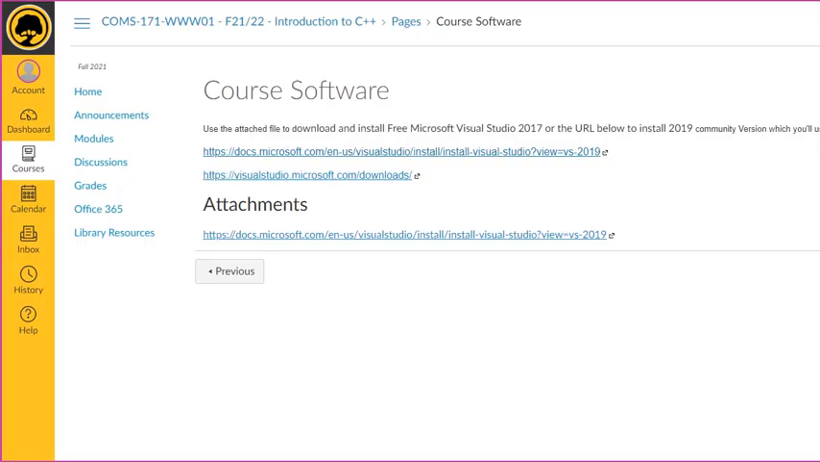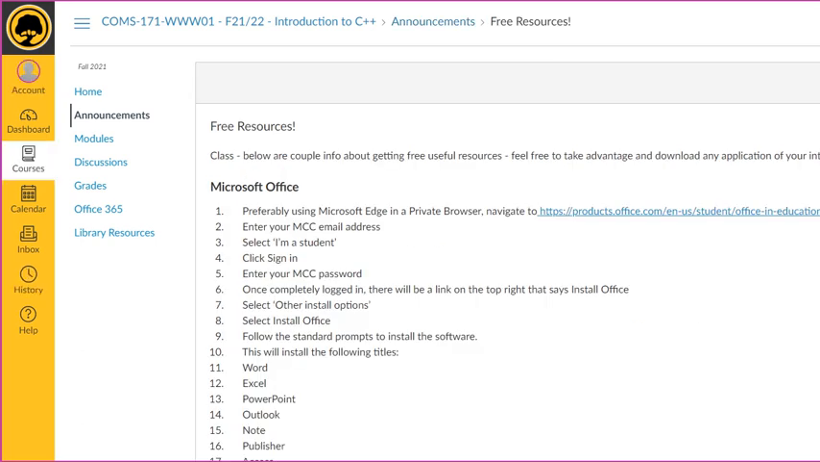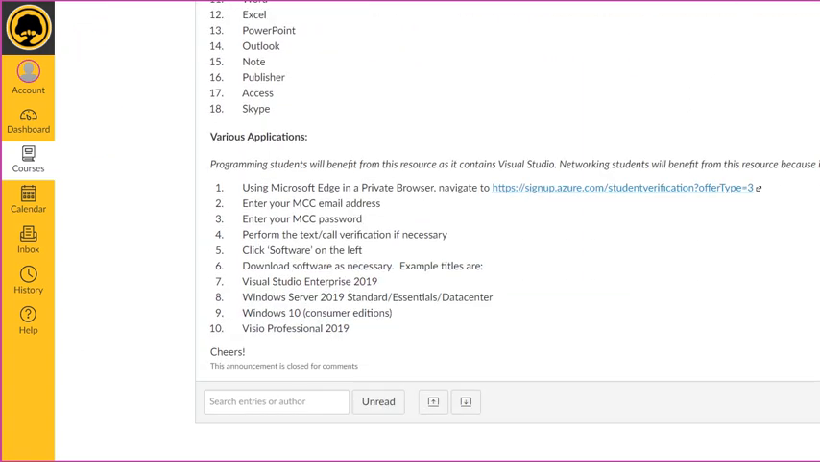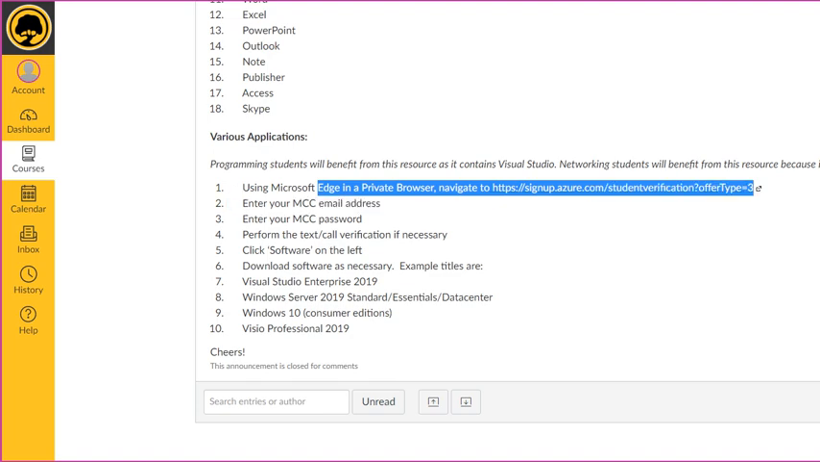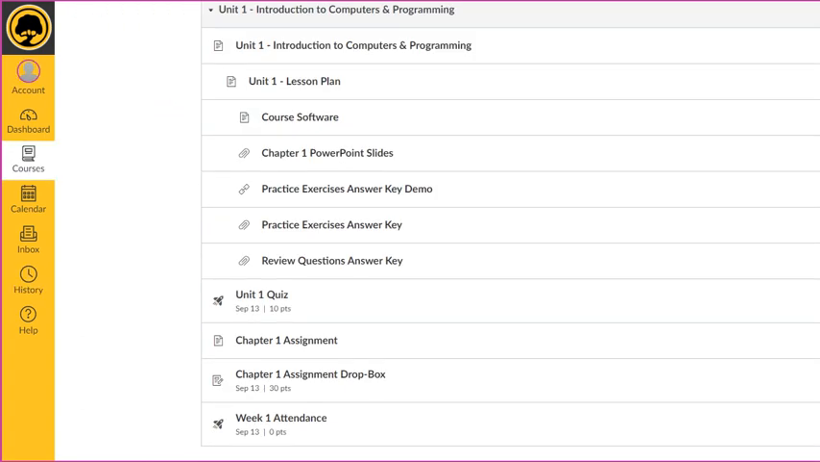However, you have access to Azure, which was Microsoft Imagine back in the day. If you go under announcements and free resources, this one is to download Microsoft Office full version, but you can go under the Azure Microsoft Edge, which is a website from Microsoft that allows you to download Windows 10 full version, Windows Server, and multiple applications. So you can follow the steps to download Visual Studio Enterprise. If for some reason you're having difficulties, the community version is more than enough. You can download it and it will work just fine.